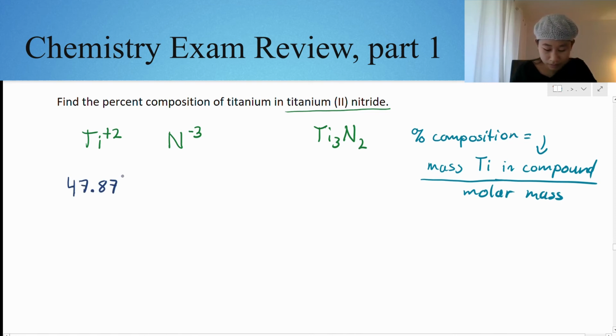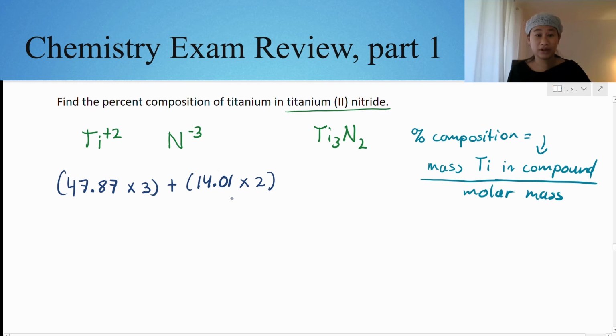So each titanium is going to be 47.87, and we're going to multiply this by 3 because there are 3 titaniums. Okay, we're going to add this to the weight of nitrogen, which is 14.01, and we're going to multiply this by 2 because there are 2 nitrogens. Okay, and you can get the atomic masses from the periodic table. The molar mass here is going to be 171.63 grams per mole. Now that we have the molar mass, we can start writing out our equation.